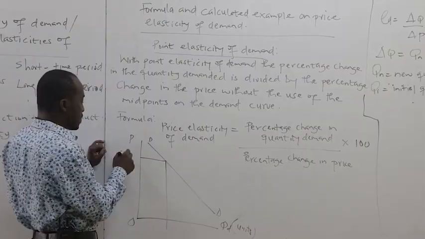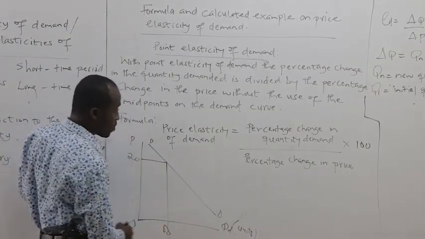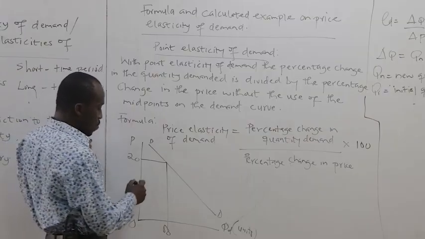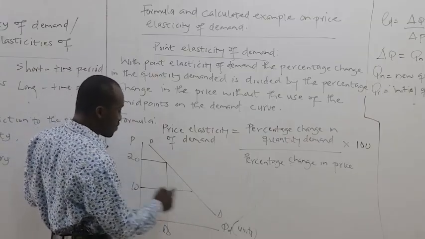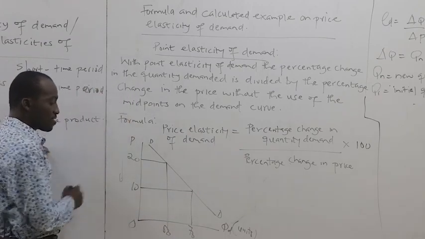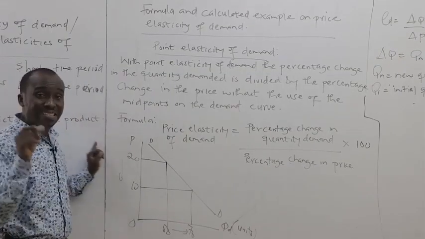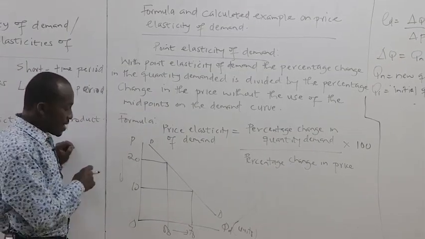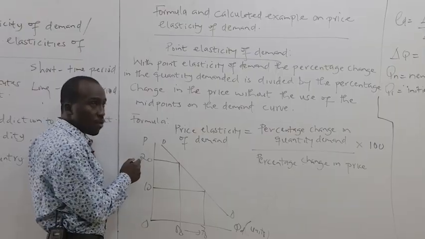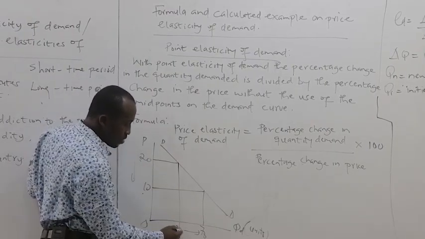Price was 20, demand was 50, right? When price reduced to 10, demand shoots to 70. So first, price has reduced, demand has what? Increased. With point elasticity, you're looking at how there was a change in price from here to here and change in demand from here to here.